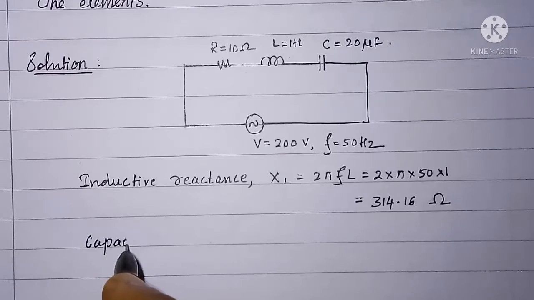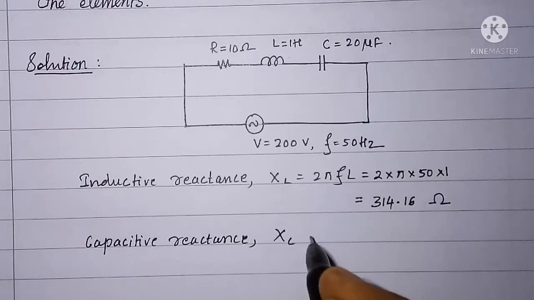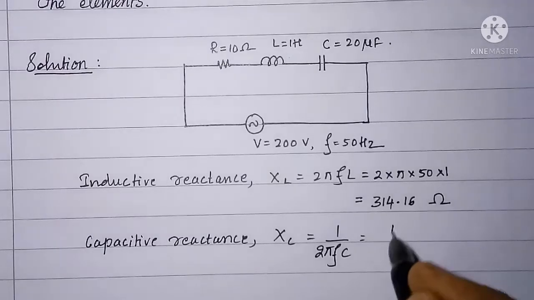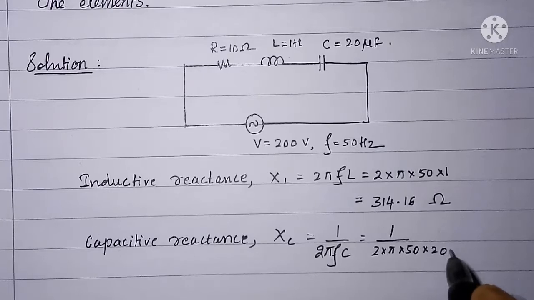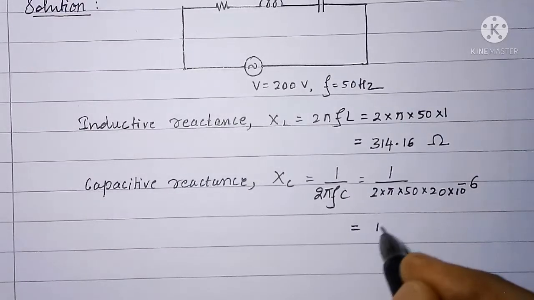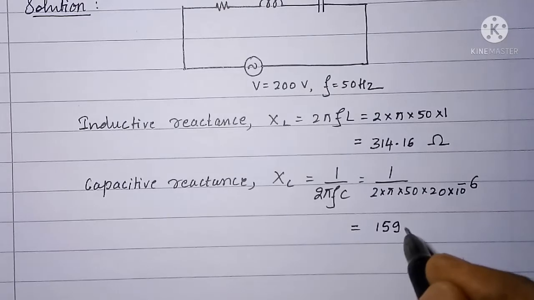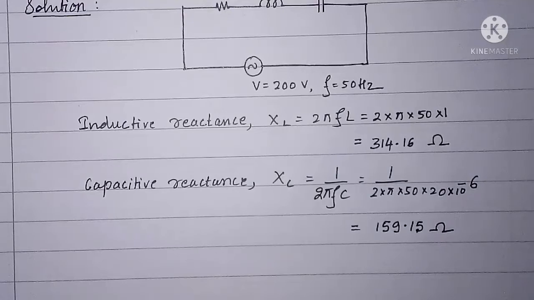Next we will calculate capacitive reactance. XC equal to 1 by 2 pi FC, that is 1 by 2 into pi into 50 into 20 into 10 raised to minus 6. On simplification we get 159.15 ohm.